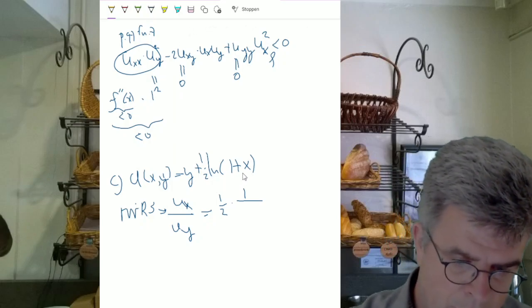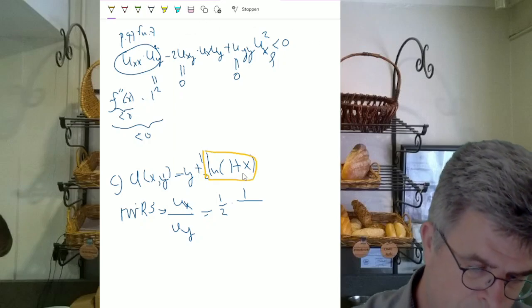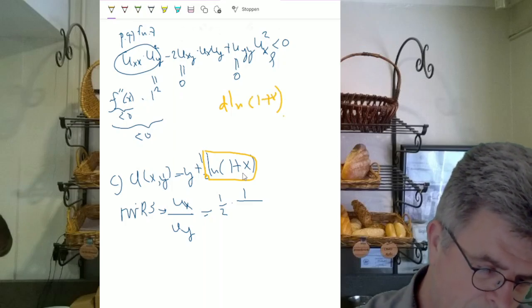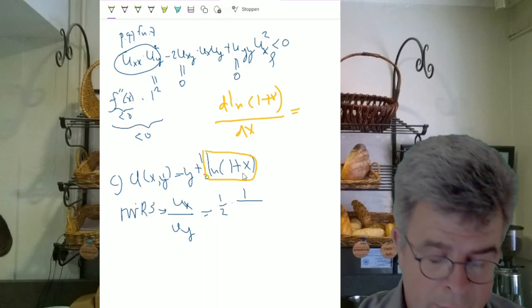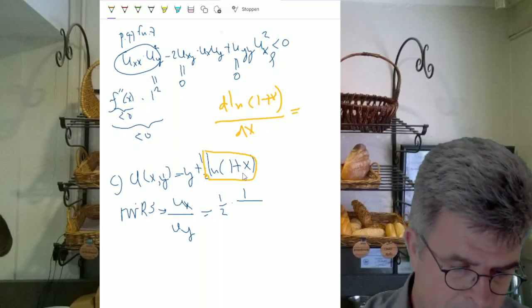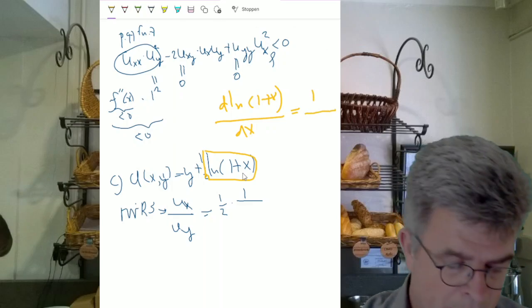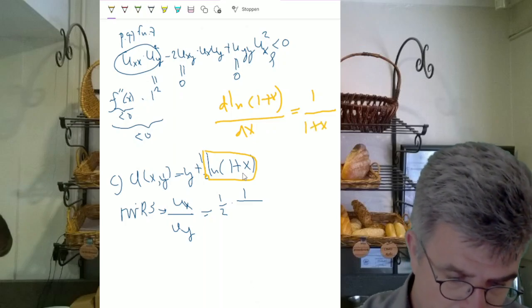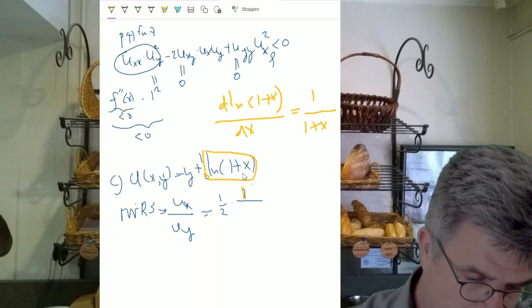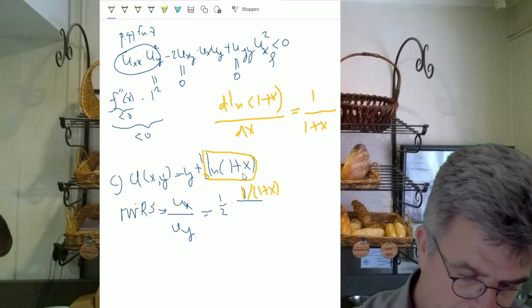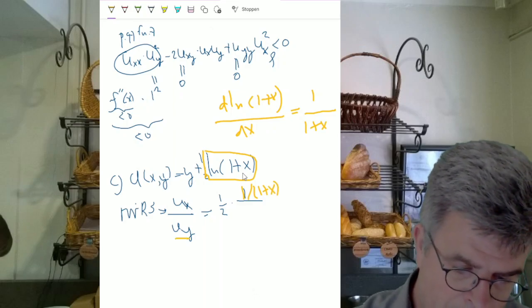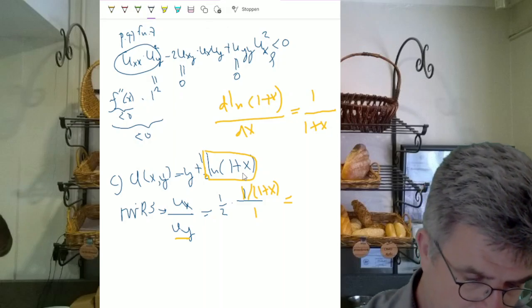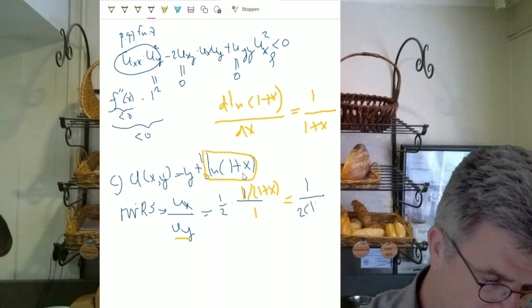So let me do that correctly. If you take the derivative of this part with respect to x, d ln(1 plus x) with respect to x, then in the numerator you get the derivative of the thing within parentheses with respect to x, which is equal to 1, and in the denominator you get the original expression within parentheses, which is 1 plus x. So if we plug that in here as well, we have 1 divided by 1 plus x, and the derivative of u with respect to y is equal to 1. So if we do this together, then we get 1 over 2 times (1 plus x).